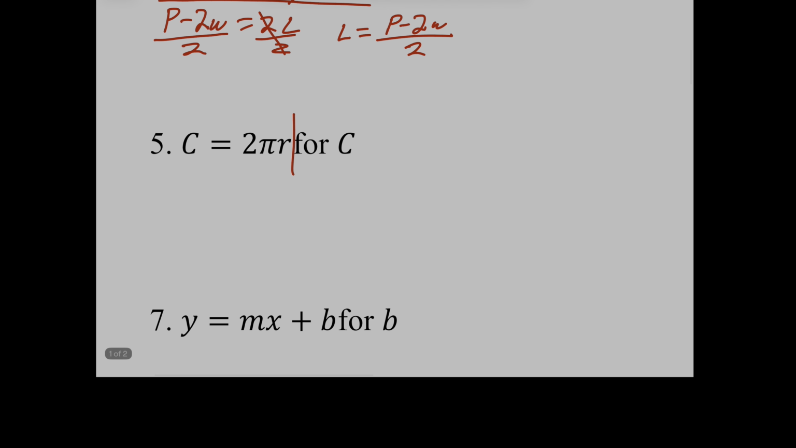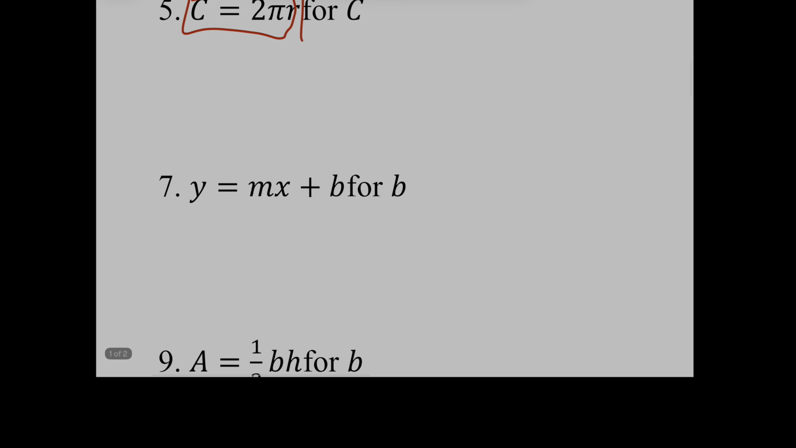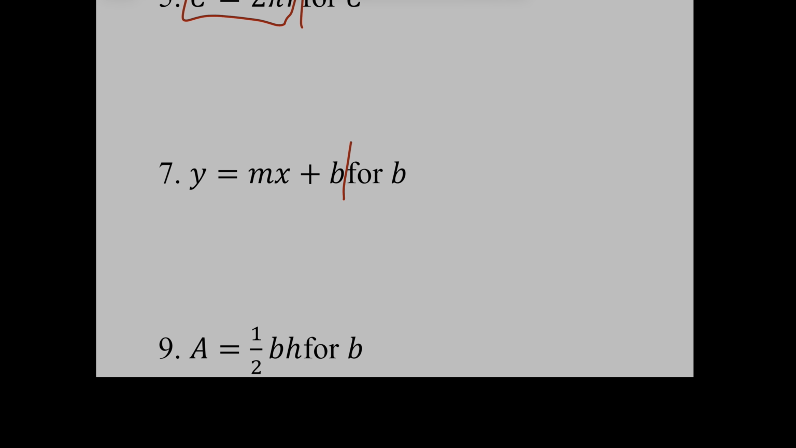Okay, C equals 2 pi r. That's a circumference problem. So I want C all by itself. Whoa, okay, interesting problem. We're done. Well, that was an easy one. It's already written for C. Sorry about that, guys. Not sure what happened. Y equals mx plus b. Maybe they're just trying to trick us into trying to do some weird things.